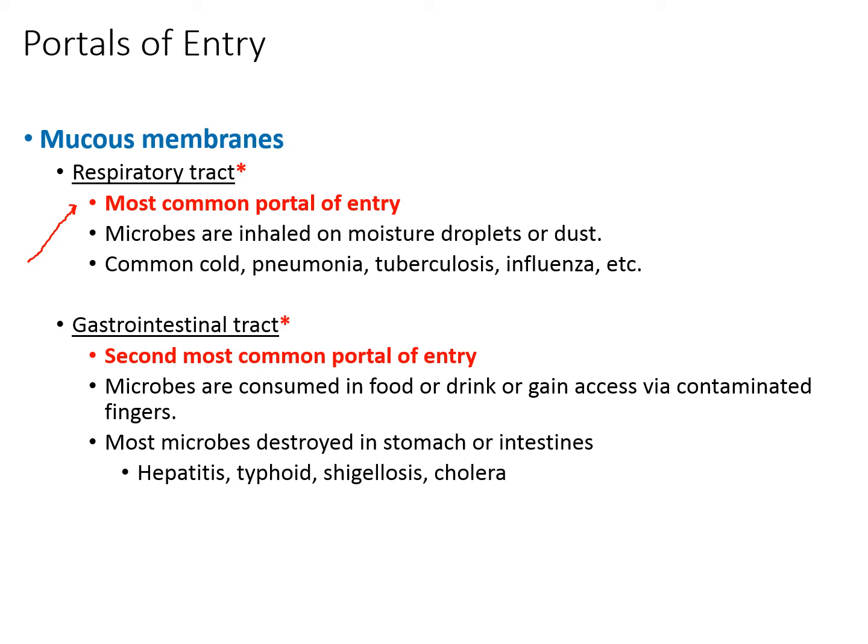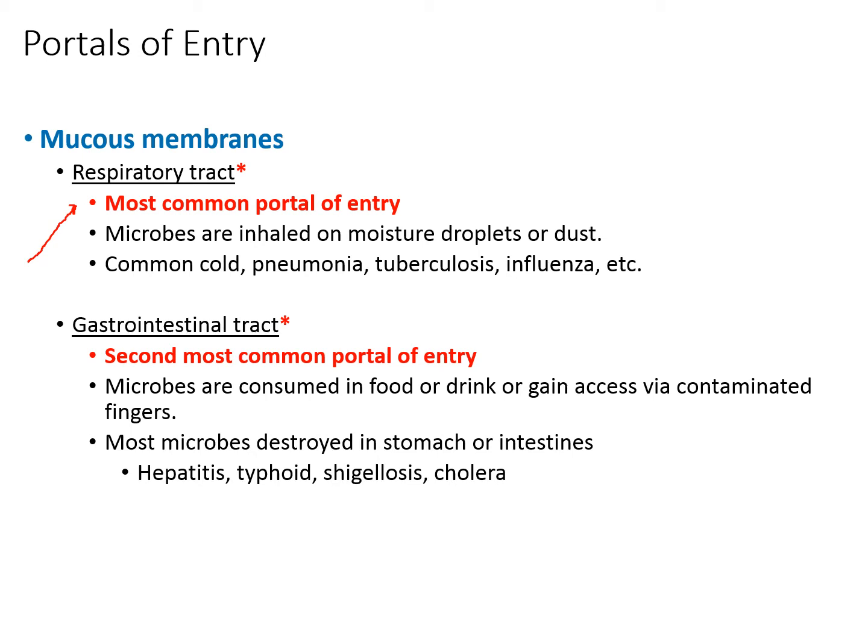Here, microorganisms that are inhaled on droplet nuclei, large moisture droplets, or dust come in contact with the respiratory epithelium, and the bacteria or viruses or fungi attach to those epithelial cells and they start to grow. Some examples of diseases that are caused via this portal of entry include the common cold, pneumonia, tuberculosis, influenza, whooping cough, measles, etc.